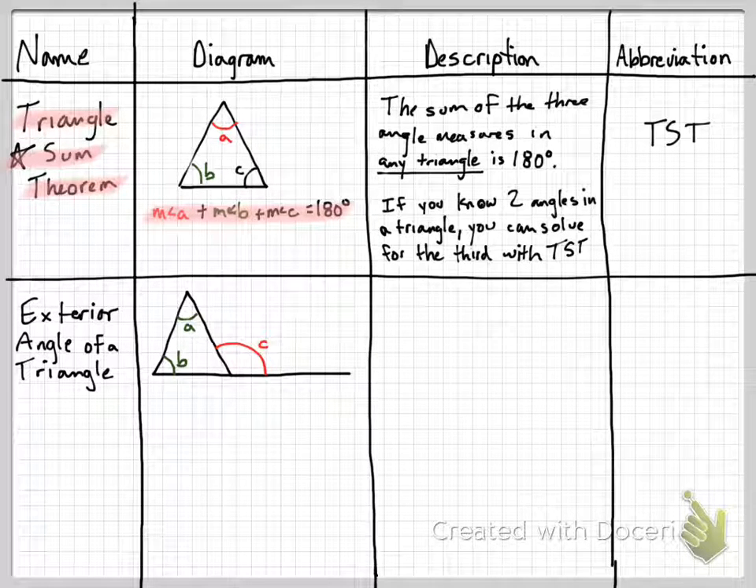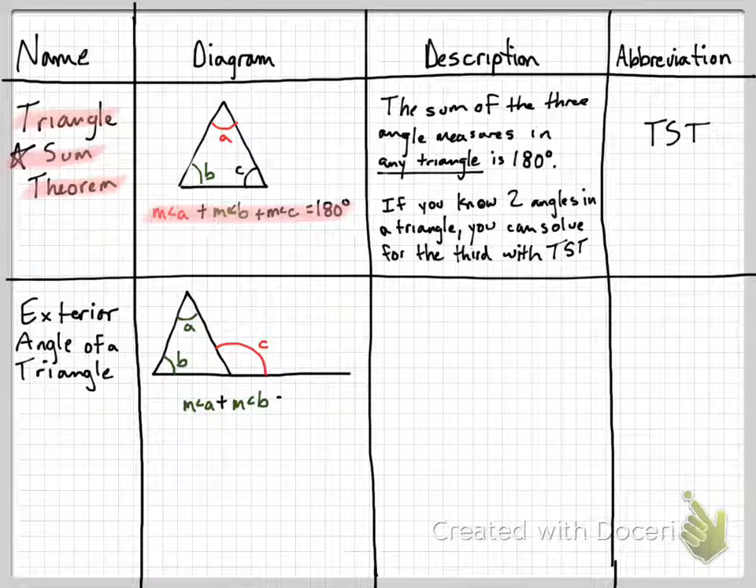So what we have in this situation is that those 2 angles, A and B, what do you think is going to happen? Add up and equal what? Add up and equal C. So the measure of angle A plus the measure of angle B will equal the measure of angle C.